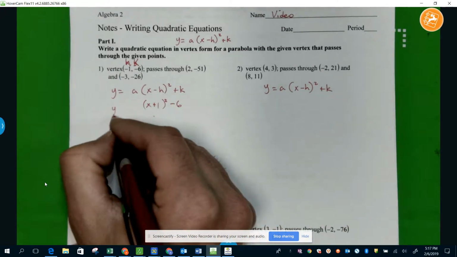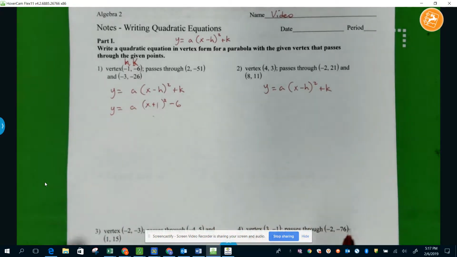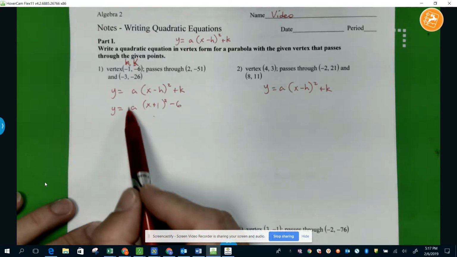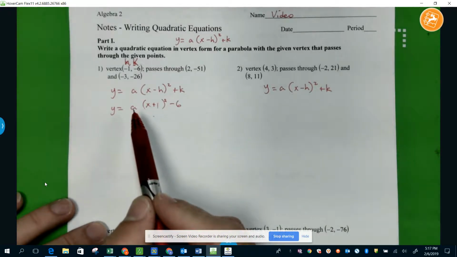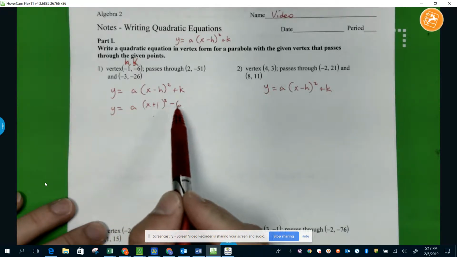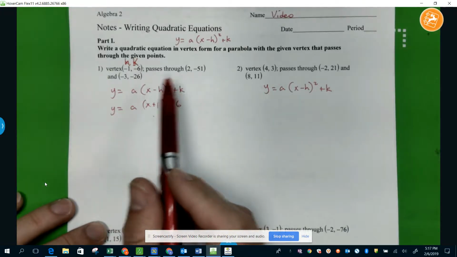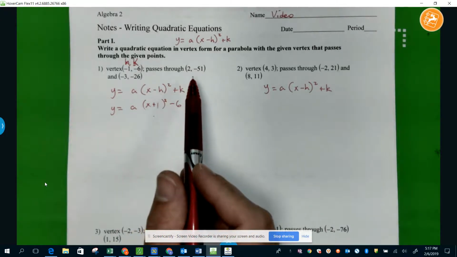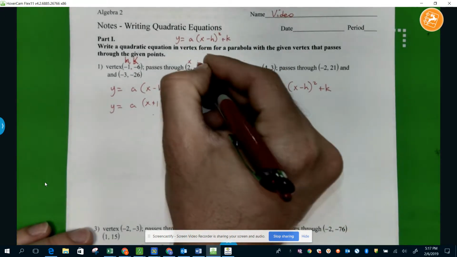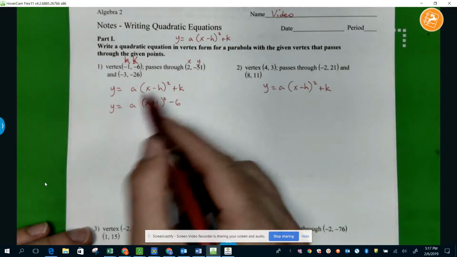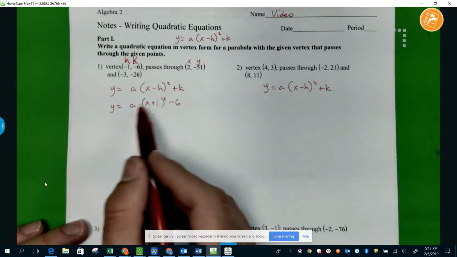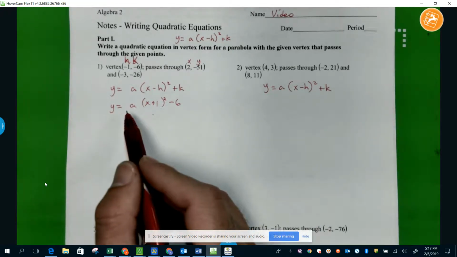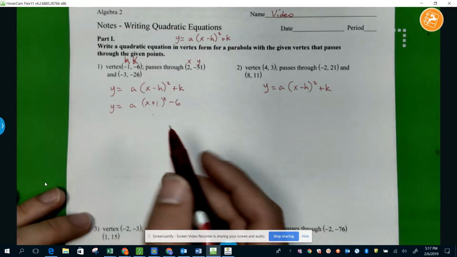Okay, so I've got y equals and an a. Now the only piece of information that I'm missing out of this equation is what my a value is. That's the last thing I need to figure out. So I'm going to take this equation that I've already got started, and I'm going to choose one of these other two coordinates. You can pick whichever one you want, it doesn't matter. These are an x and a y value, and I'm going to plug those x and y values in for these x and y values. Then the only variable I'm going to have left is an a, and then I can figure out what the a needs to be.